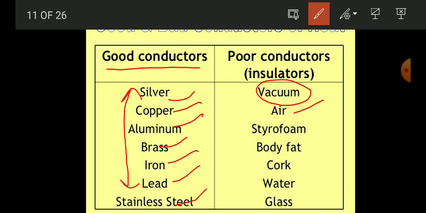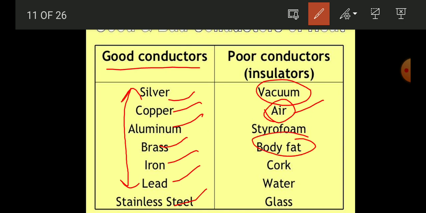Then air is also a poor conductor. That means air does not allow the transfer of heat, and that is why it is very important and takes part in the formation of an igloo. We will discuss it also. Then we have styrofoam.